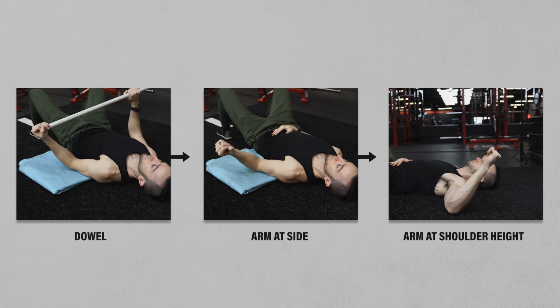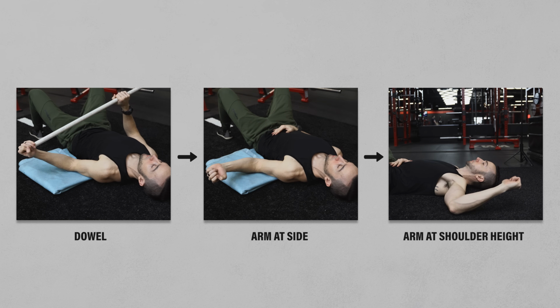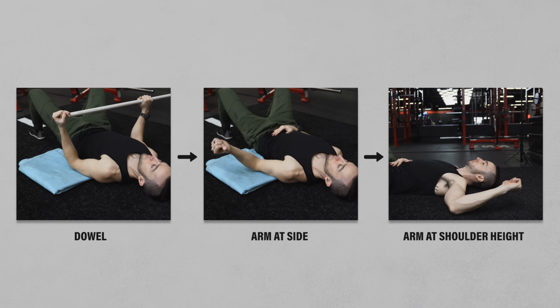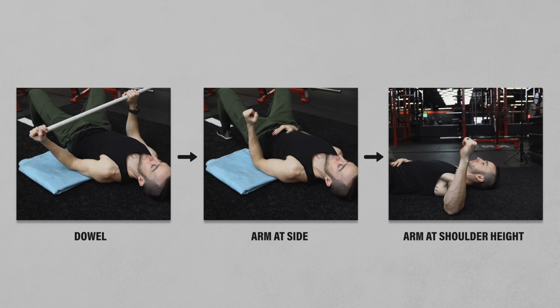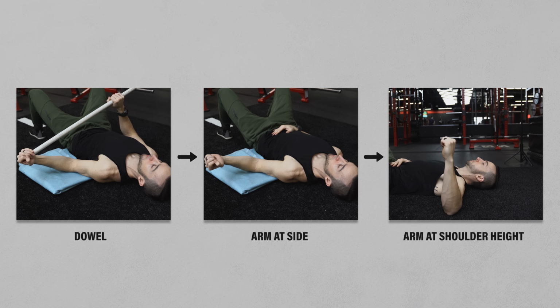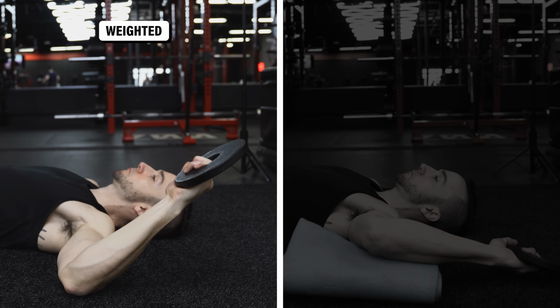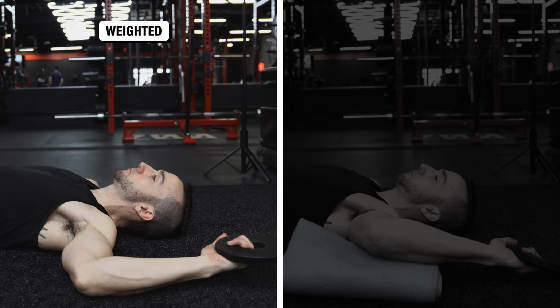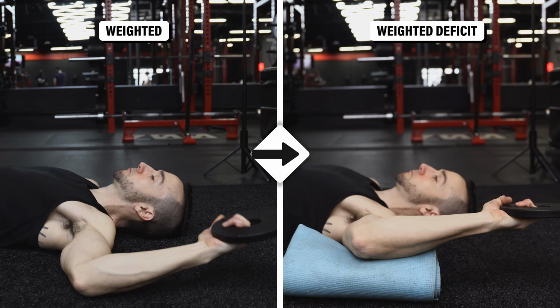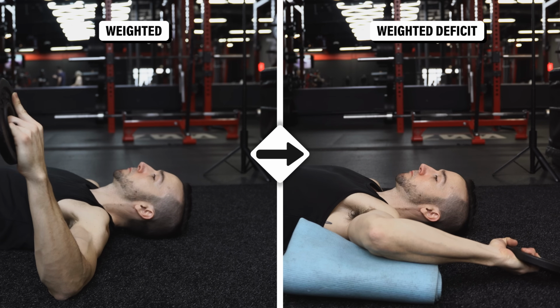As your range of motion and tolerance improves, progress by actively rotating your arm outward without a stick, gradually working your way up to shoulder height. To increase the intensity, you can hold a light weight in your hand. To move through more range of motion, place your arm on a pad or towel.